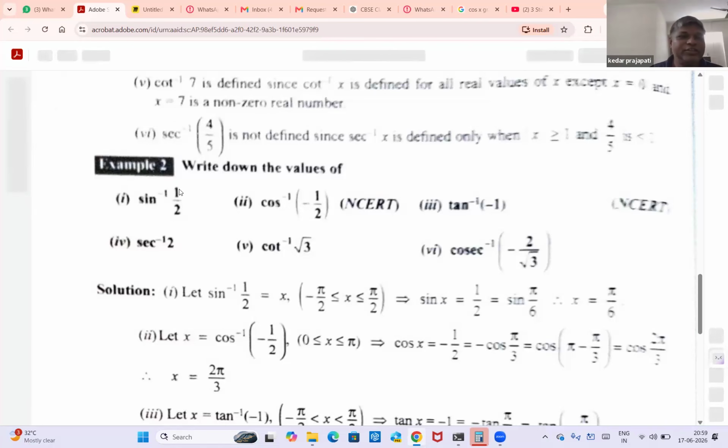So sine inverse half. See how the questions will be asked. They'll ask you to write down the value of sine inverse half. This is easy, so you can do it.